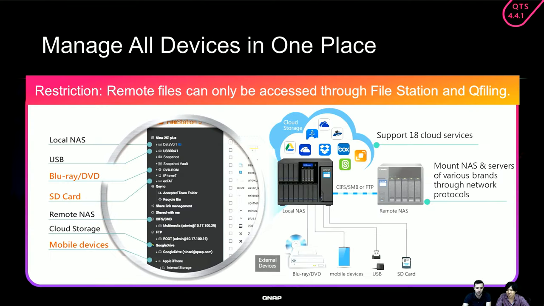So finally, even though all the connections have been integrated into Cache Mount, users can still use File Station to see all of the connections. You can see that in File Station you have the local NAS, USB, Blu-ray DVD, specific models, and SD card, remote NAS, and cloud storage, of course, which is today's topic. This Cache Mount is already available in 4.4.1 for beta users to try this new interface and to connect to the object cloud storage providers that are now supported.